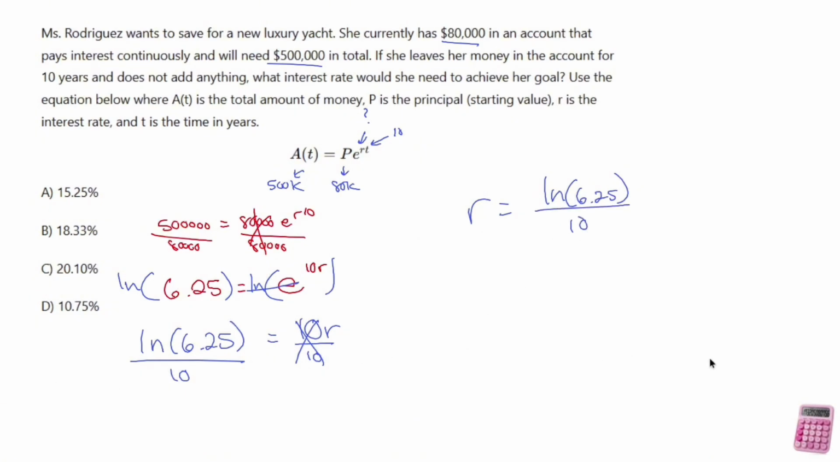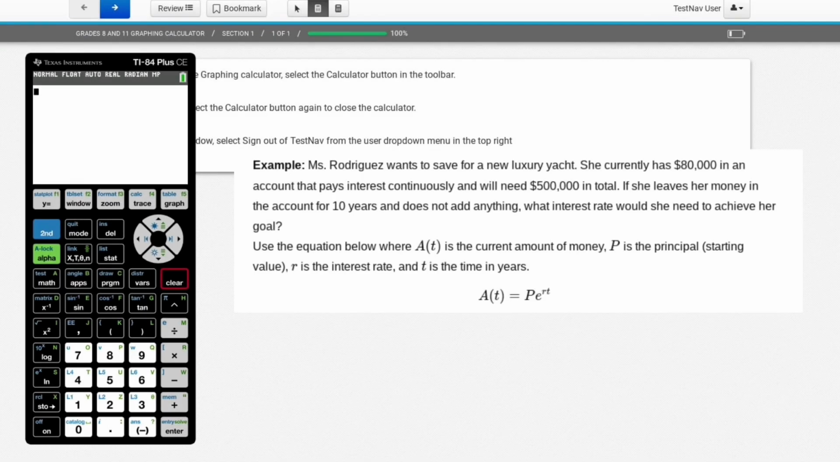All right, so let's use our calculator to figure that out and come up with the best r that we can. Just one thing that we have to do here is type in ln of 6.25, and then take whatever that number is and divide it by 10. And we get 0.1832, which I'll round up to 0.1833.